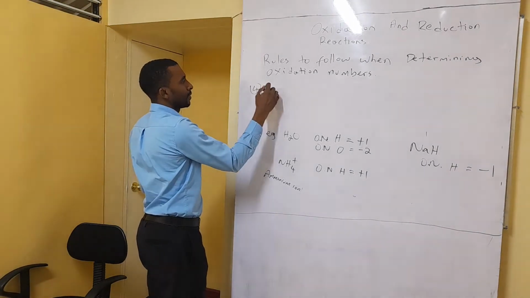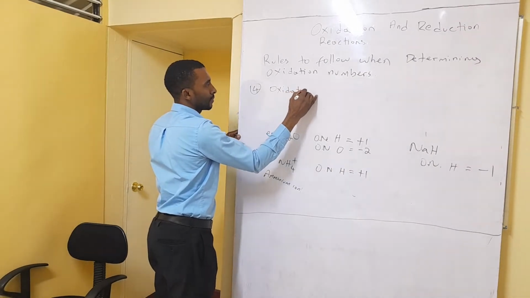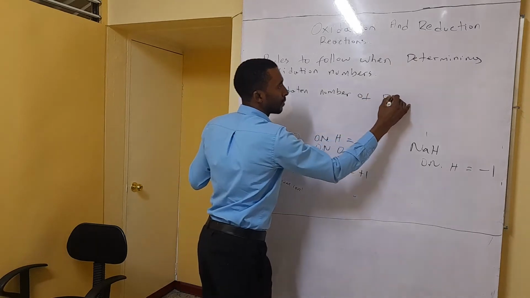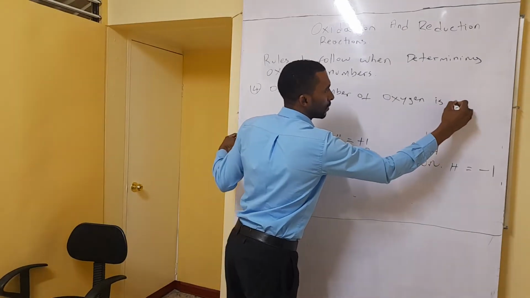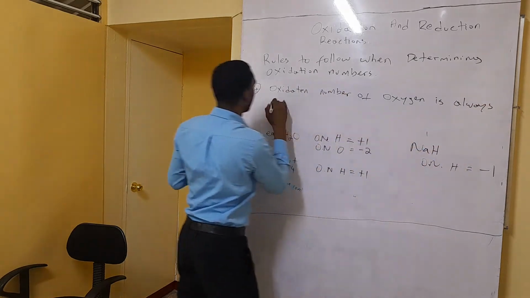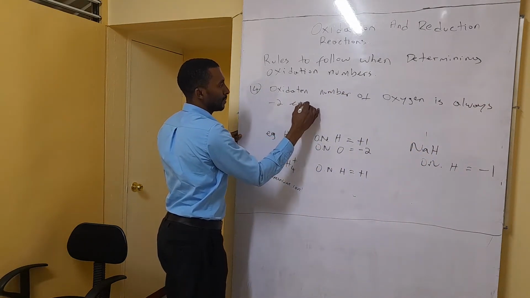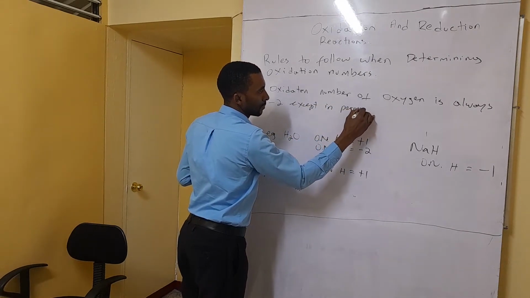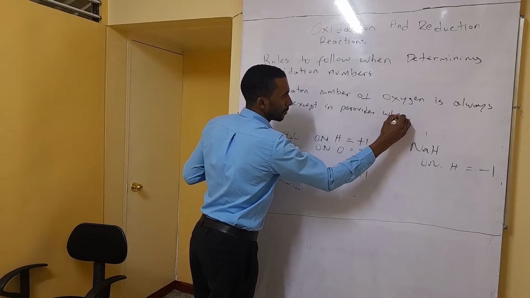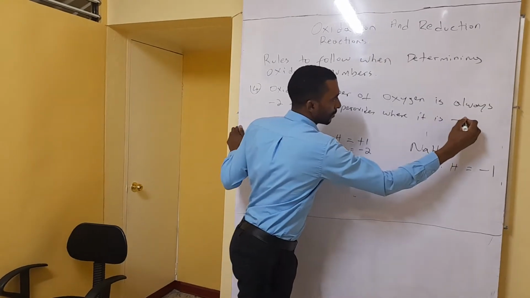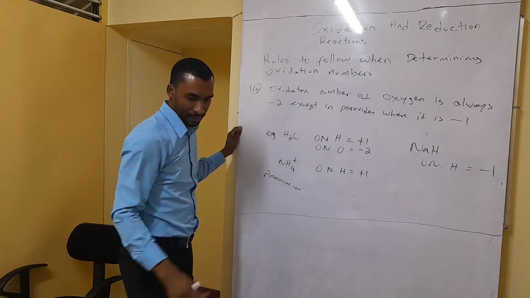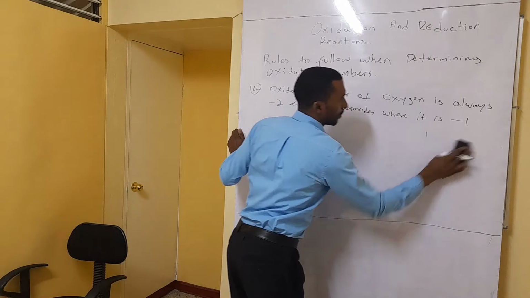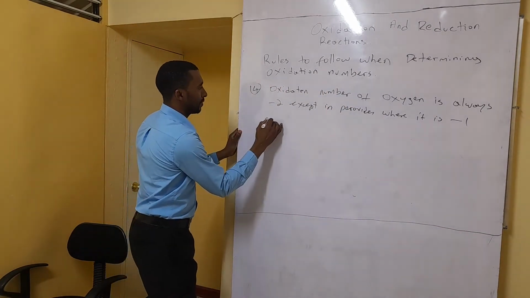Right, number 4. Oxidation number of oxygen is -2 except in peroxides, where it is -1. Alright? So, example of compounds.